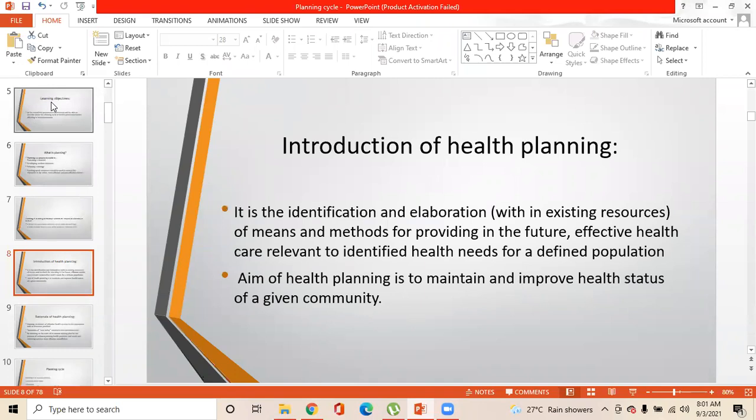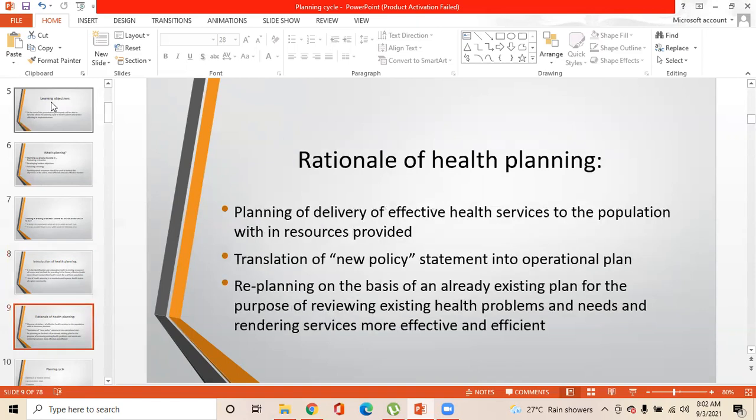Introduction of health planning. It is the identification and elaboration, within existing resources, of means and methods for providing in the future effective healthcare relevant to identified health needs for a defined population. The aim of health planning is to maintain and improve the health status of a given community.